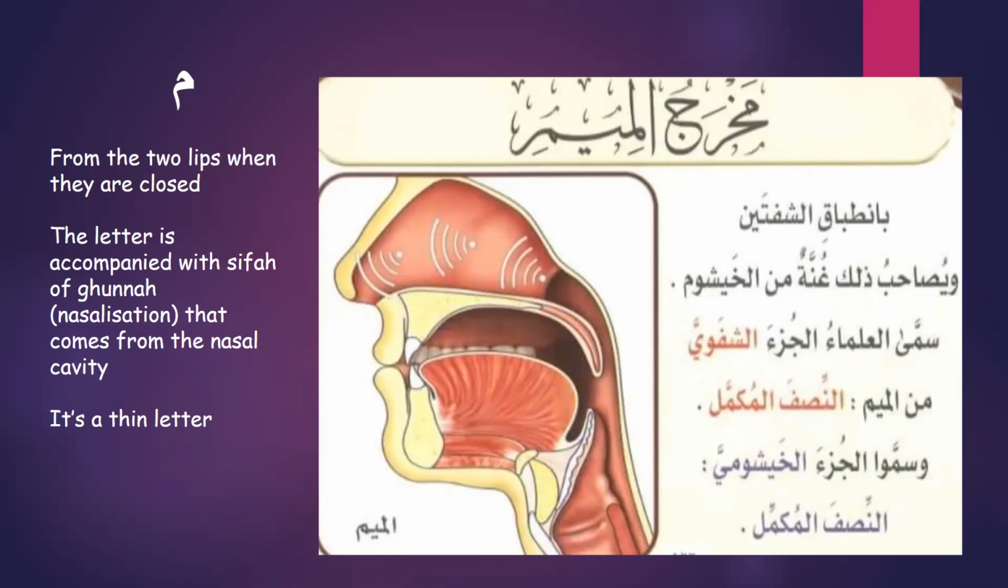Every mim and every noon has this characteristic, this sifa, of having this nasal sound with it when you pronounce it. So the nasalization, as you can see, these vibrating lines showing the passage in the nose, nasal passage. This is where the letter mim will be pronounced completely when you close your lips, accompanied with the ghunnah. The sound will come proper and correct.